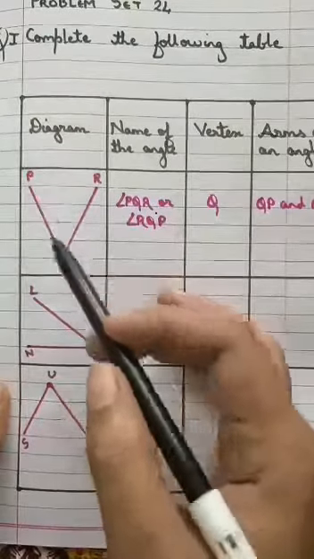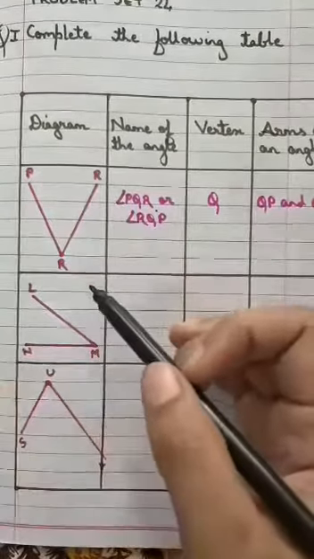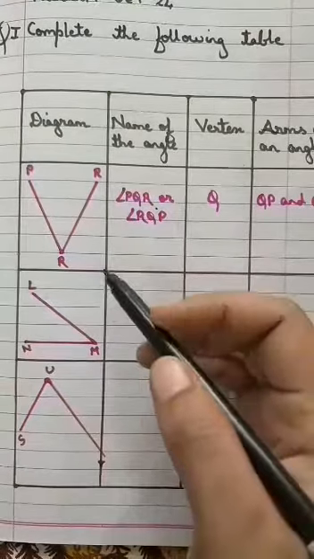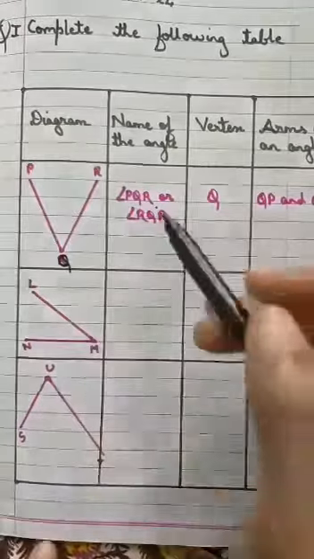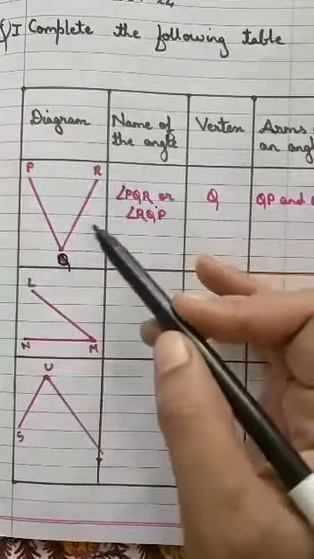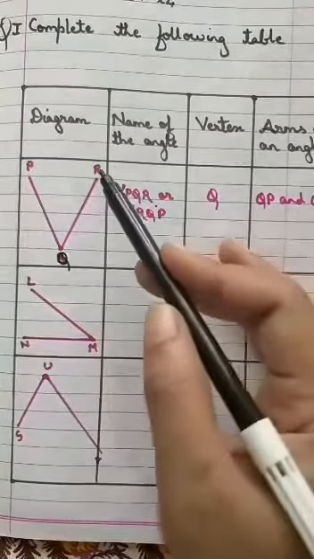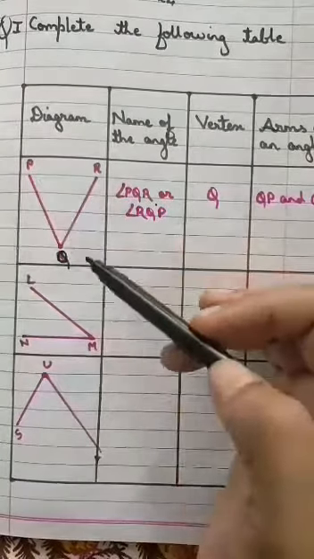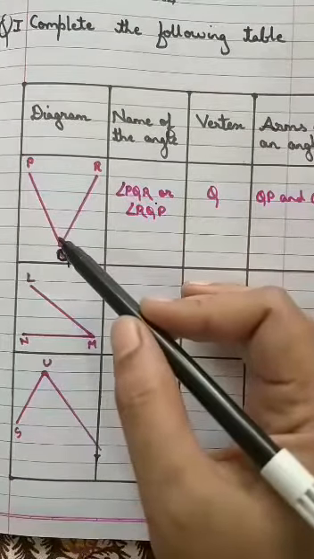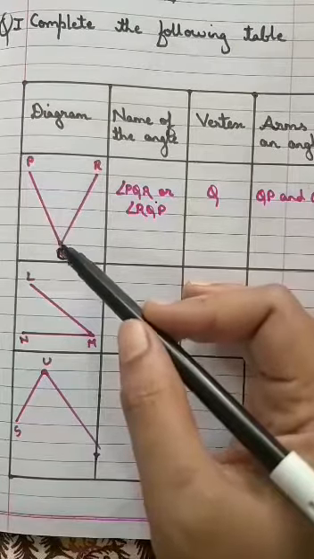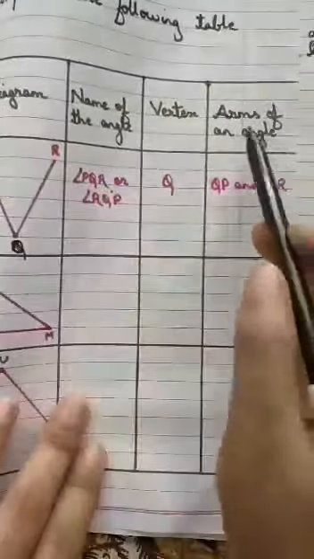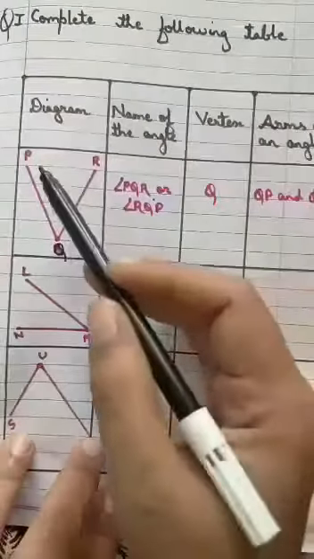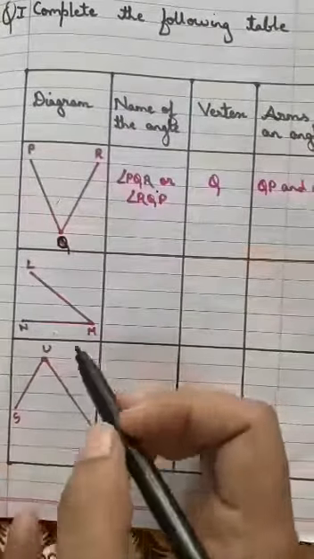Two arms are there, P, this is Q and R, PQR. So we have written the name of the angle as angle PQR or RQP. Understood? Vertex means the point where the two lines join together. So that is the vertex Q. And the arms of the angle are QP and QR. Understood?